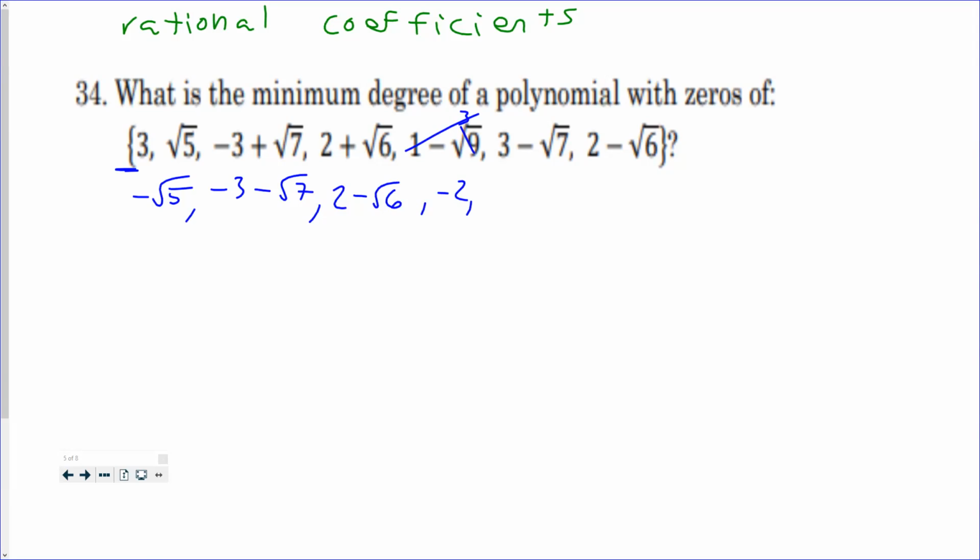Then I have 3 minus root 7. Well, that's the same as 3 plus root 7. Then 2 minus root 6 is the same as 2 plus root 6. But I already have that 2 minus root 6 written down before. I don't want anything that repeats, so I'm just going to cross out one. Doesn't matter which one, just cross one of them out. And once you have all your possible zeros written out, I'm just going to count them all out. So I have 1, 2, 3, 4, 5, 6, 7, 8, 9, and 10.